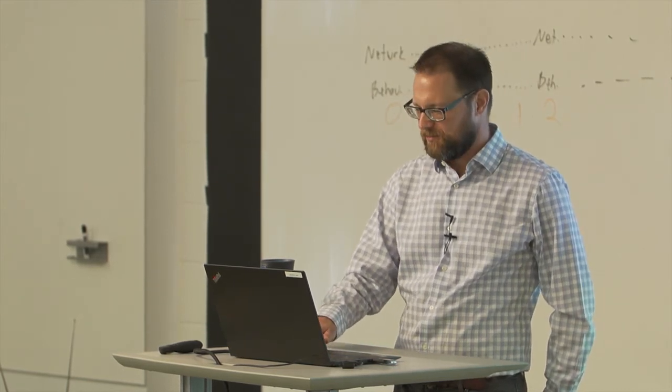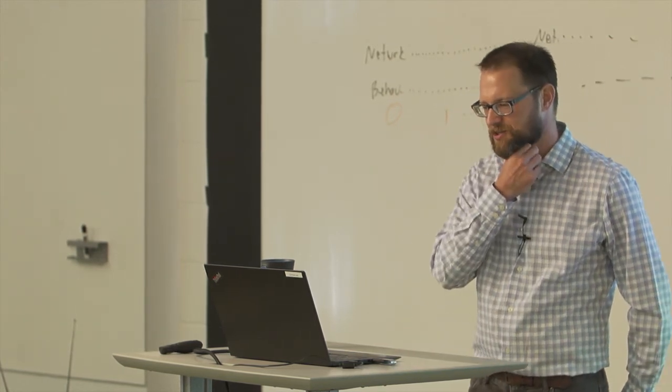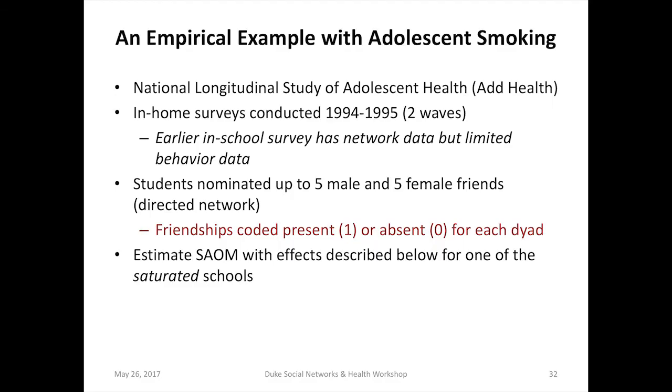All right. So let's go through an example here from AddHealth, and this is the network that I showed you earlier. I think we all have at least heard AddHealth spoken about a few times. With SIENA models, we're really restricted to looking at the saturated schools, which are the schools where, for the wave one and wave two in-home interviews, they really targeted every student in the school. There are 16 schools where they targeted every student for network data collection, so we really have complete network data.